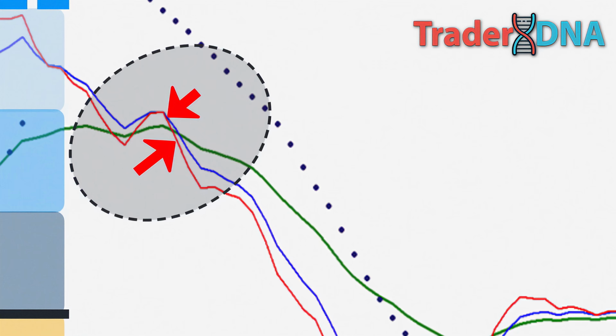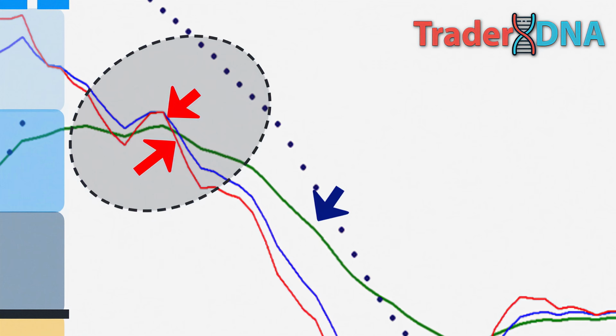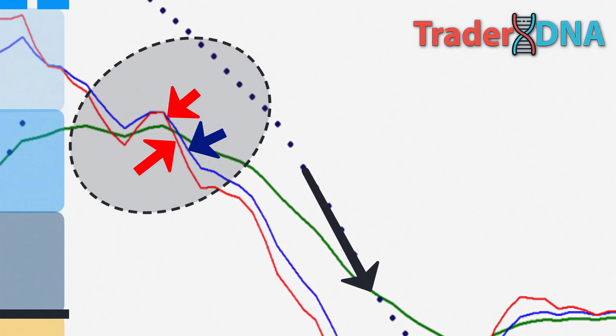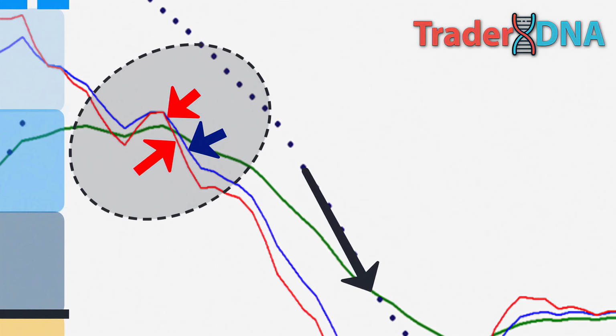Second, the blue 8 EMA line crosses below the green 13 EMA line. Third, the parabolic SAR dot appears above price candles. Check all these conditions are true, then place a sell order.